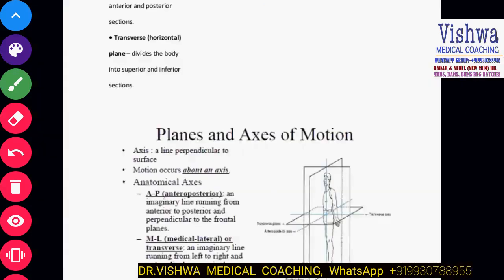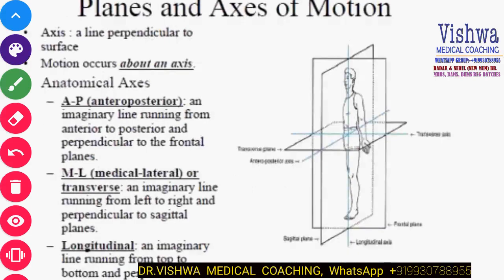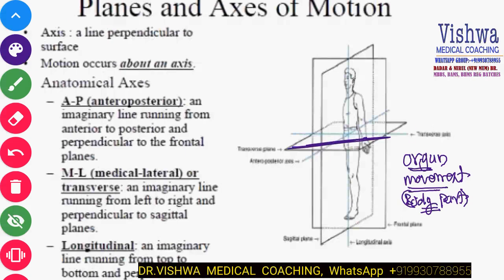What is very important after this is the different planes and axes of motion. Whenever we are describing any organ, any movement, or any body parts, we always describe them in different planes. Like for example, as you can see, this is also called a transverse plane. After the transverse plane, we also have the frontal plane.